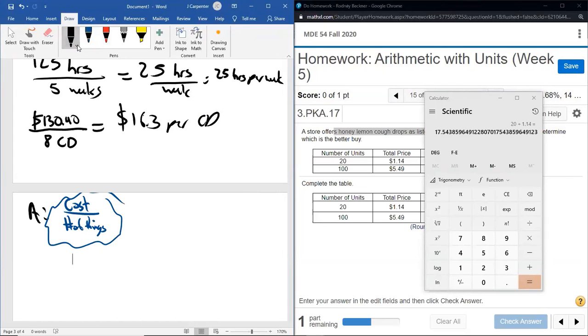So for scenario A, we take its cost, which is $1.14 divided by the 20 drops.